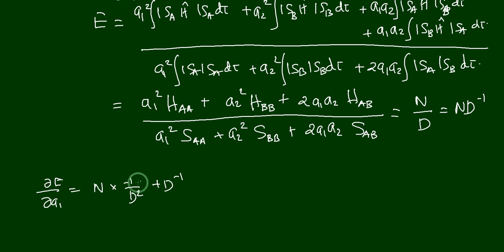Here I have to write one more. That is derivative of d raised to minus 1 is minus 1 by d square into again dou d divided by dou A1. That also I have to write.